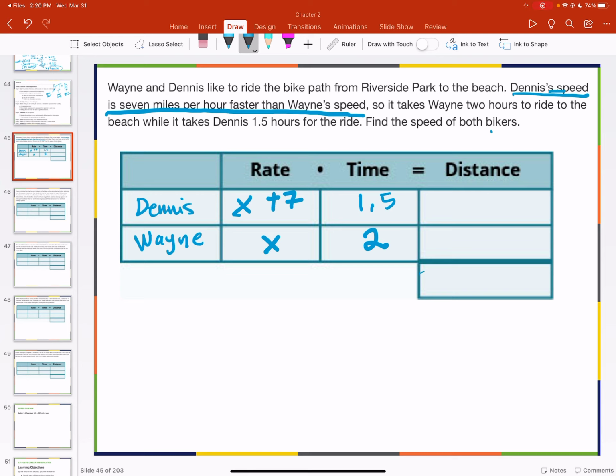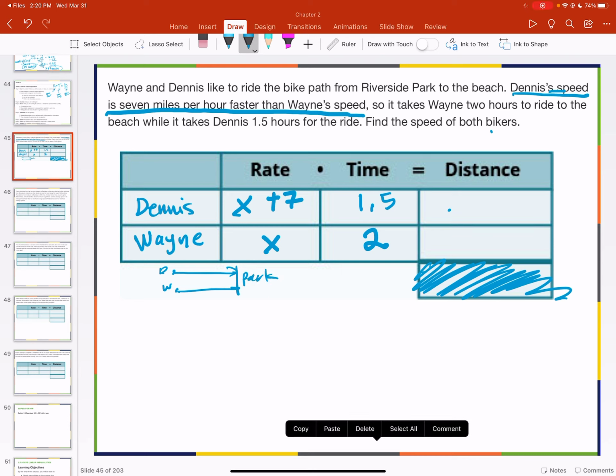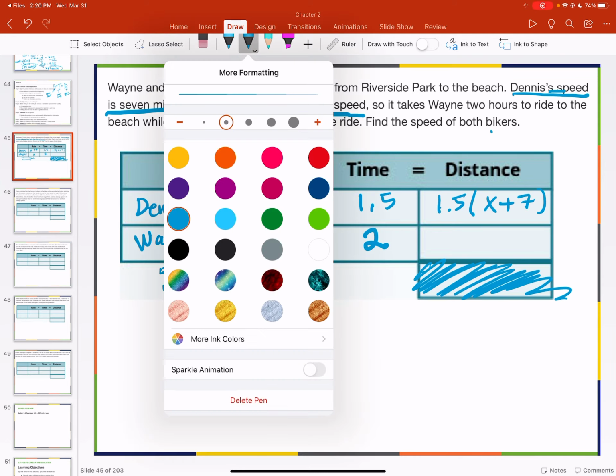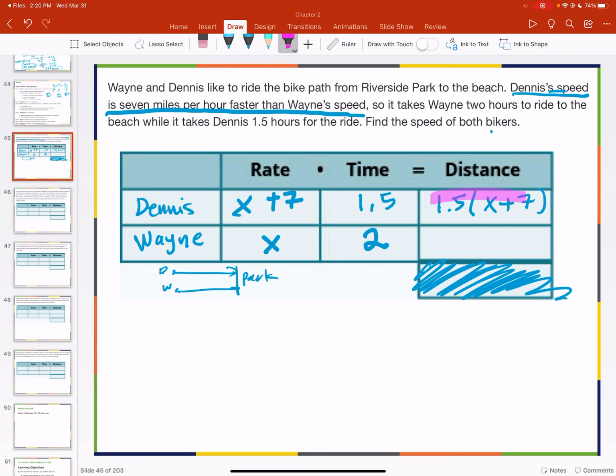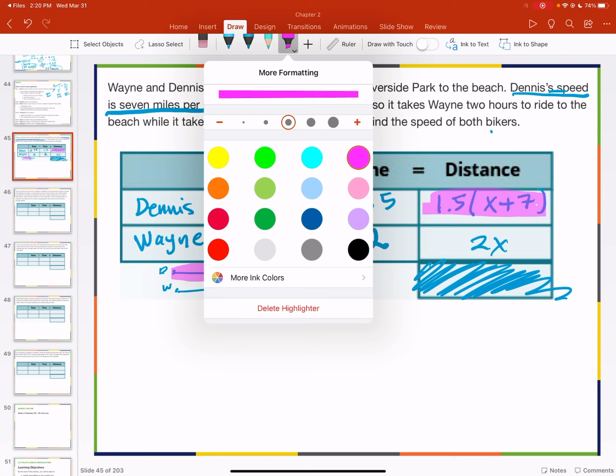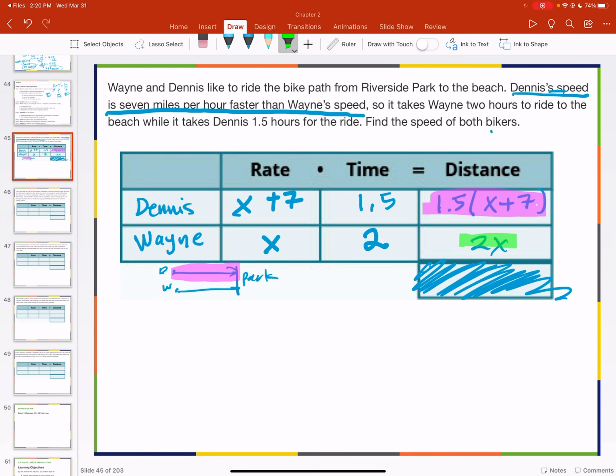And so in this case, we're actually not going to use this square, because you have Dennis, you have Wayne, and they're going to the same place. They're both going to Riverside Park, okay? So multiplying across, we get an expression for the distance. So this right here represents the distance that Dennis went, okay? And then 2x, I'll use a different highlighter because colors are fun, is Wayne's distance. Do you notice they went the same distance?